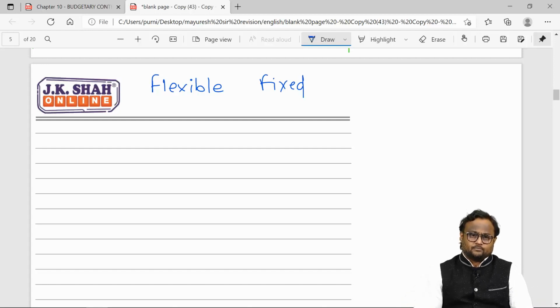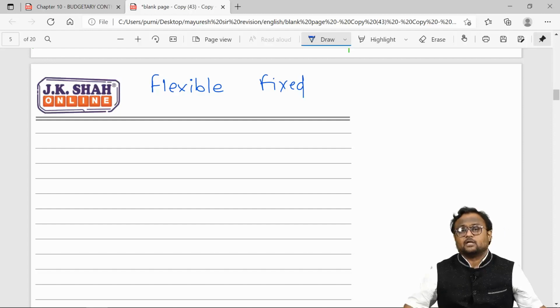Say you have 70,000 as a break-even point. You are producing in batches of 10,000. So if you produce 70,000, if you execute 7 batches, you will be at break-even point. Your entire fixed cost will be recovered. You have 3 more options: produce 80,000, produce 90,000, and produce 1 lakh.